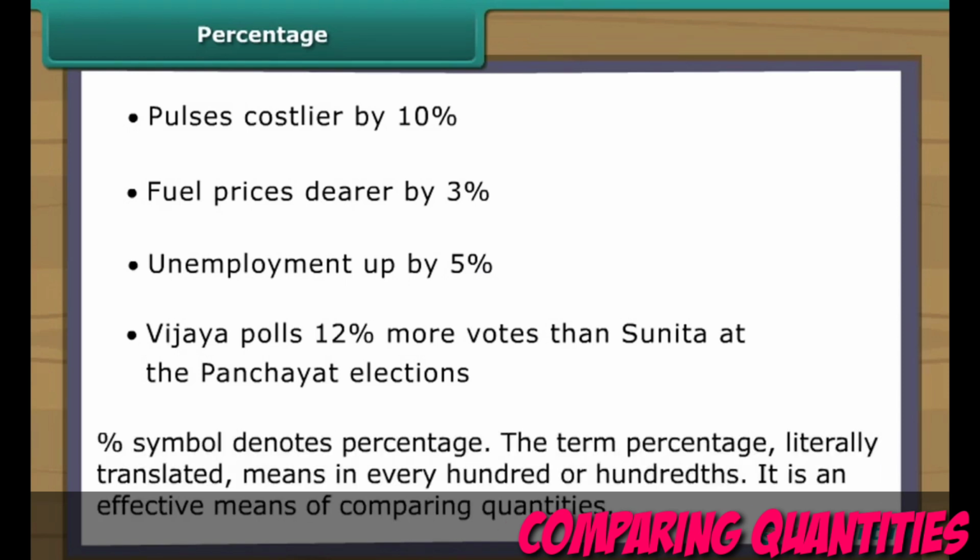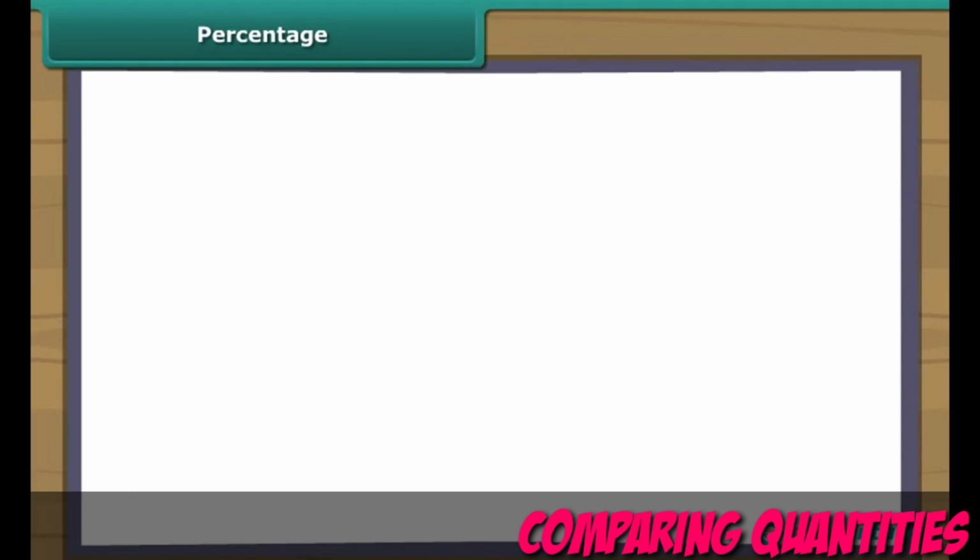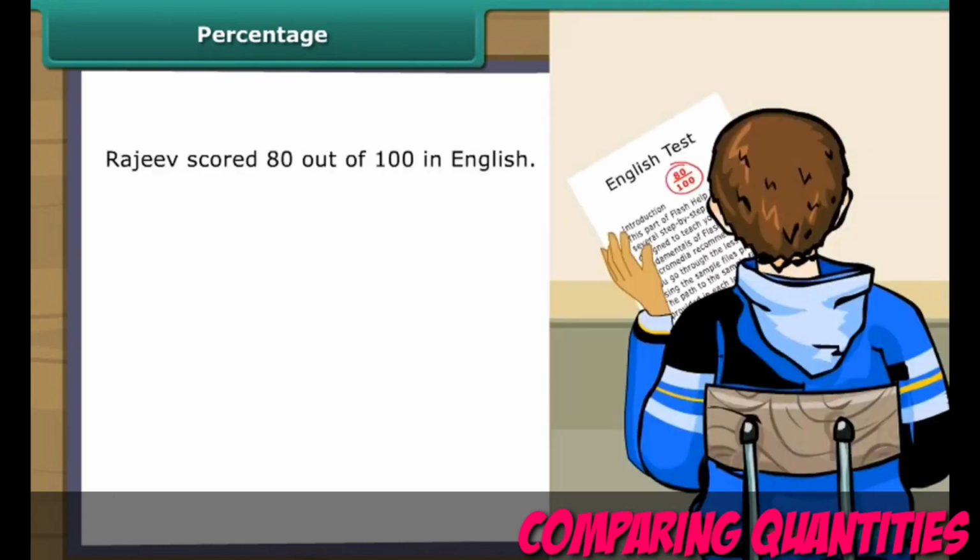The symbol denotes percentage. The term percentage literally means in every hundred or hundredth. It is a means of comparing quantities. Rajiv scored 80 out of 100 in English. His score can be expressed as a fraction of the total as 80 by 100.